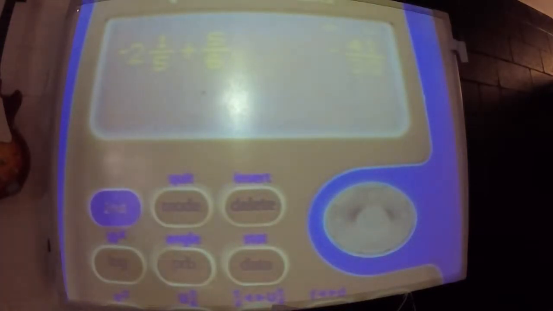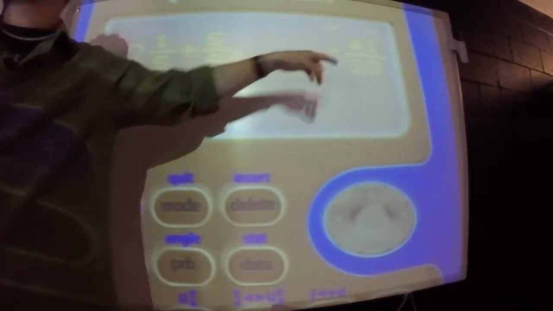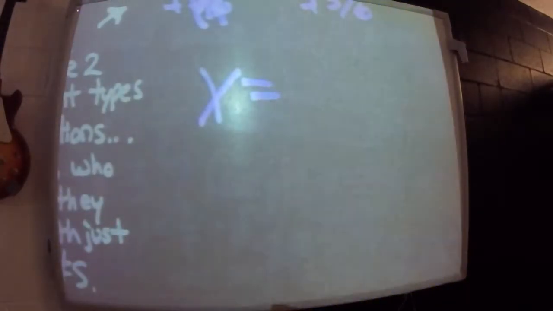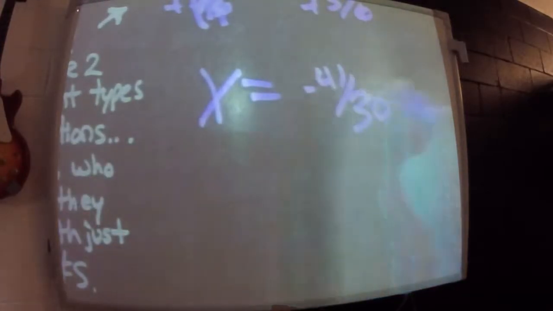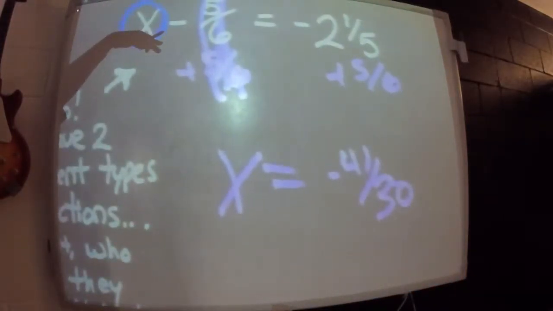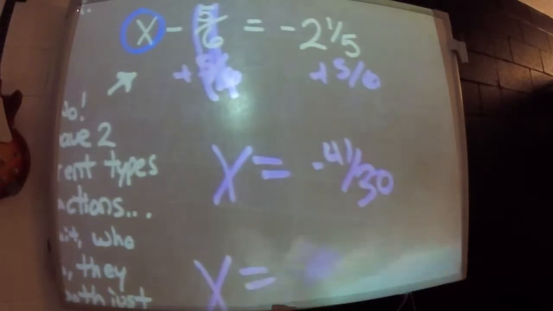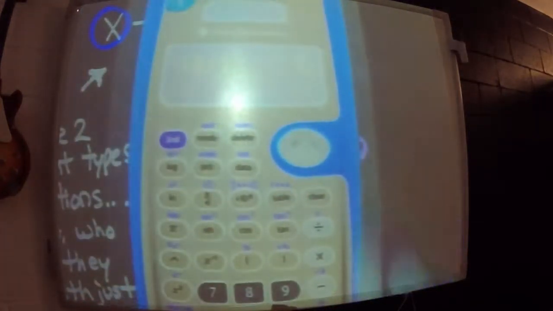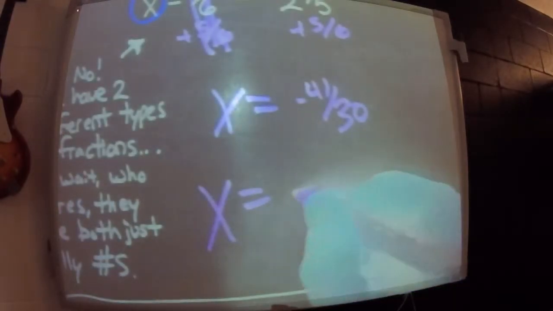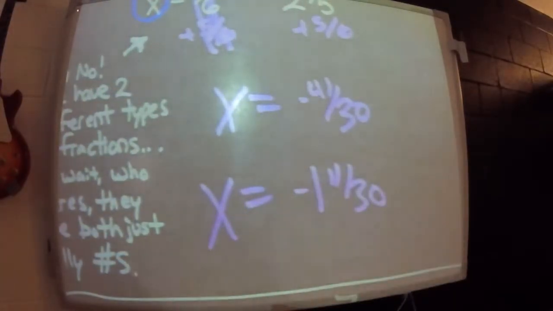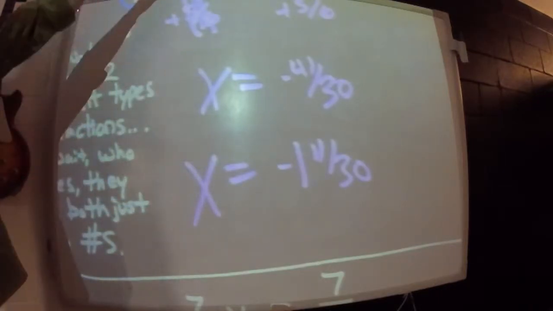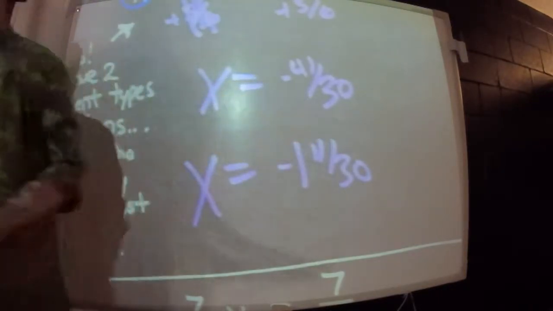Okay, the first thing that you get is this, right? Negative 41 over 30. Write that first. X equals negative 41 over 30. However, because you had a mixed fraction in your problem, your answer is very likely going to be a mixed answer. So convert it to a mixed number, and it is negative 1 and 11/30. Either one is acceptable, but because of the mixed number in the problem, I would imagine you might have a mixed number in your answer.